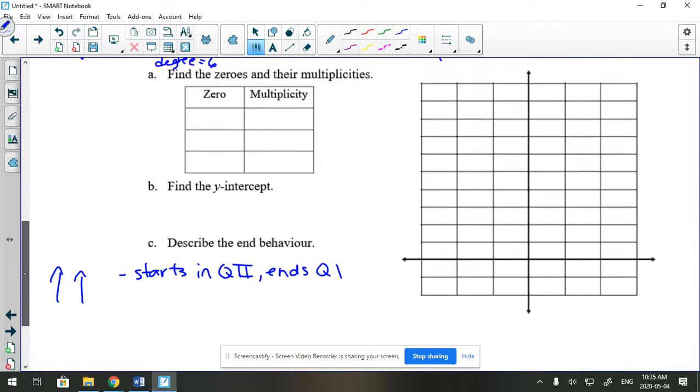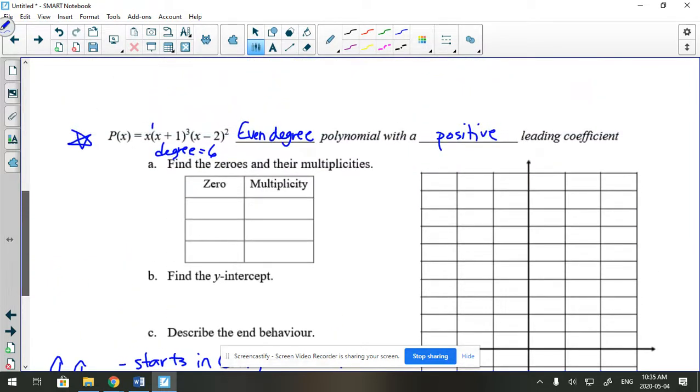Okay, now I'm going to go and find my zeros. So from here, x equals 0. From here, it'll be a negative 1. And from here, it'll be a 2. Those are all my zeros. Whatever makes that expression equal to 0. So if you need to write it out separately for each one and solve it, do that if you need to. Otherwise, just look at it and see.